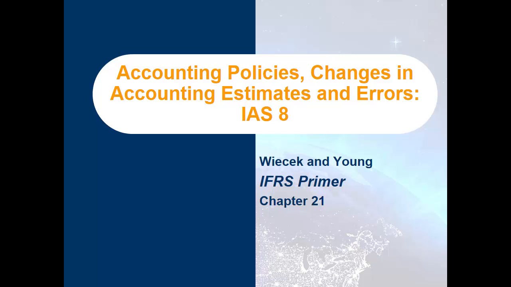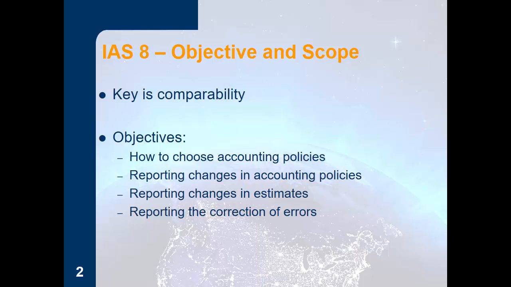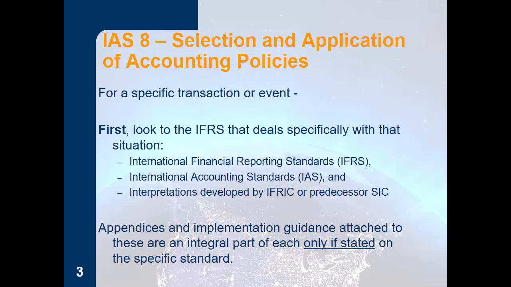This is the lecture from chapter 21 of your book about accounting policies, changes in accounting estimates, and error correction. And whenever we're dealing with these things, the key is to make sure we maintain as much comparability as possible. So what we're trying to accomplish with this standard is knowing how to choose accounting policies, reporting changes in those policies, reporting changes in accounting estimates, and reporting the correction of errors.